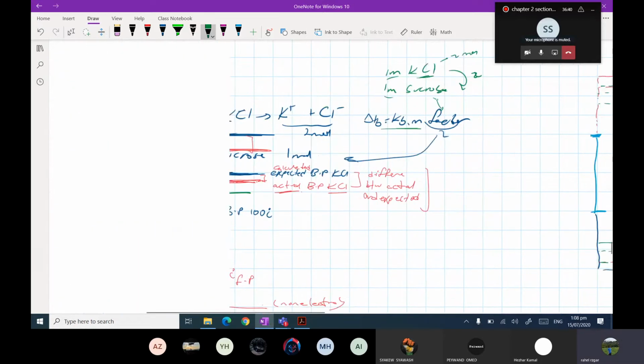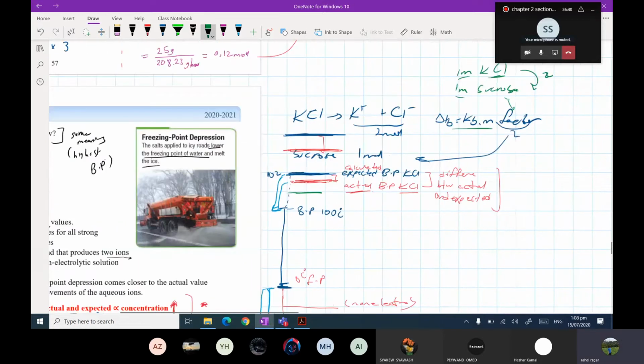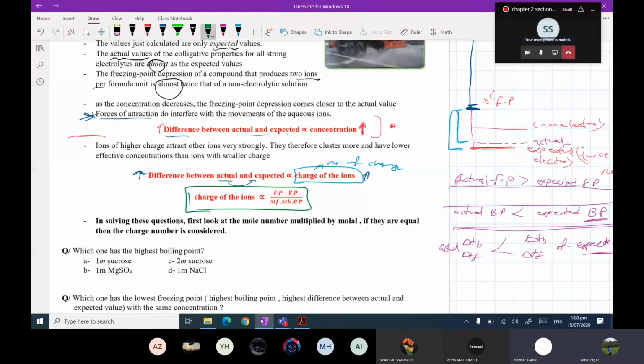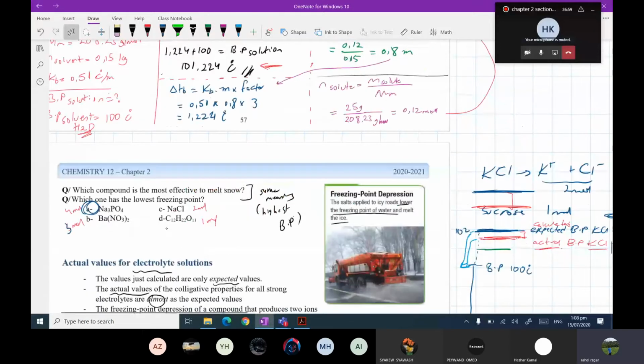That's why I have made it all into this relation. Actually, if the moles are different, you don't look at the actual. You just solve it just like these ones. These are the different moles.